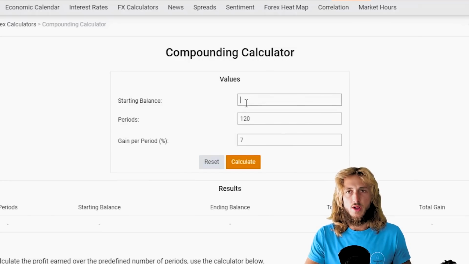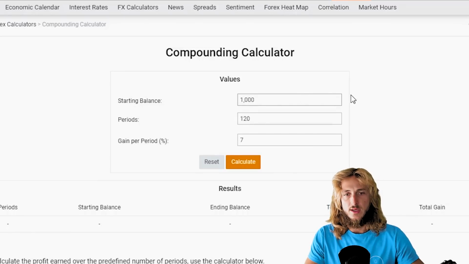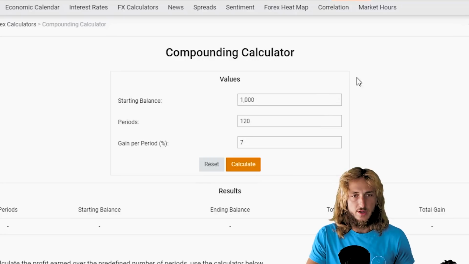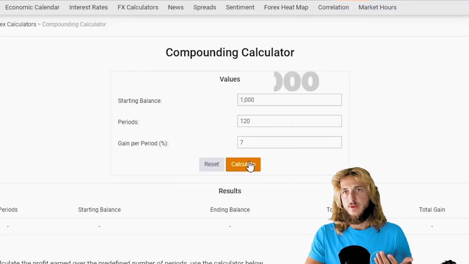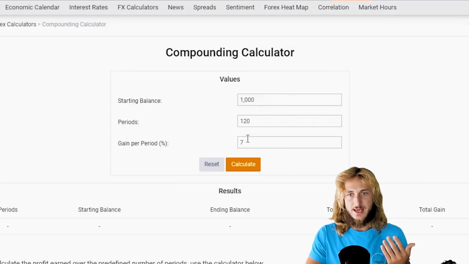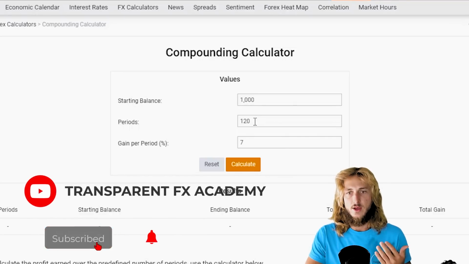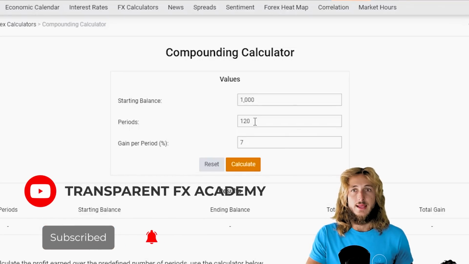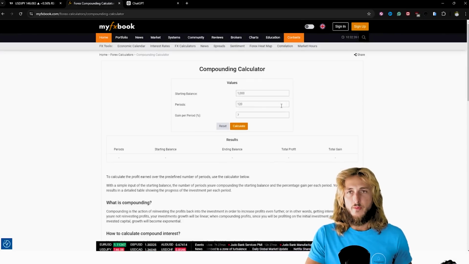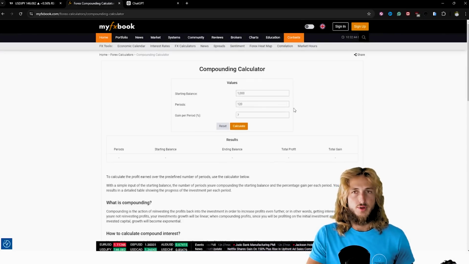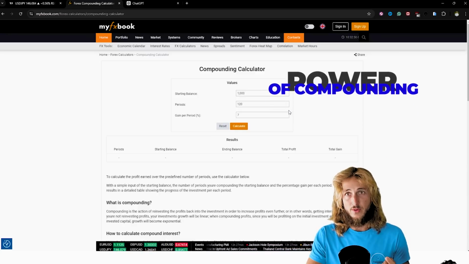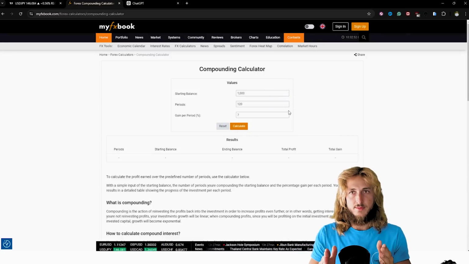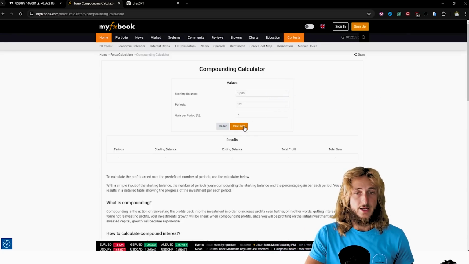And we will be taking a very small account balance, okay? We will be taking 1,000 euros or US dollars or whatever it is as the starting balance. Now, this calculator will simply compound that $1,000 at a 7% per month gain for 120 periods, so for 10 years. Now, on the top of your mind, if you're asking yourself, how much will that be? Well, probably lower than what it actually is, because you will now experience the full power of compounding on a consistent basis for 10 years, what it can actually bring you.